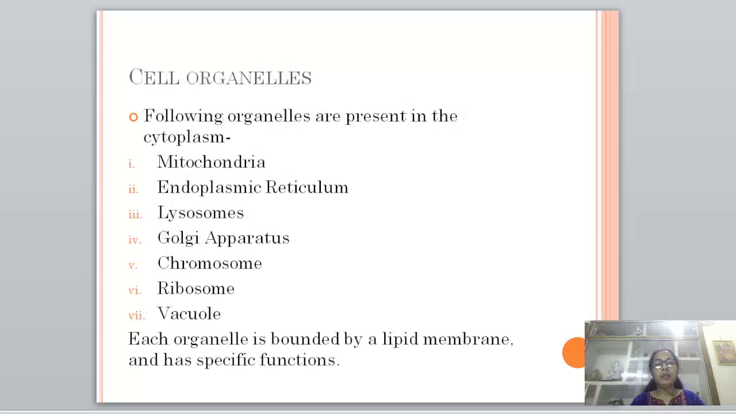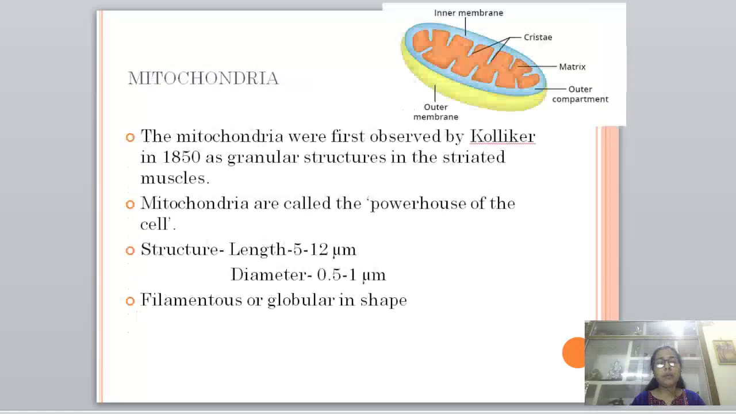Now, coming to the cell organelles that I've already mentioned, the different cell organelles that are present in the cytoplasm are mitochondria, endoplasmic reticulum, lysosome, Golgi apparatus, chromosome, ribosome, and vacuole. Each organelle is bounded by a lipid membrane, and every cell organelle has a specific function assigned to it. First, we will discuss the mitochondria.